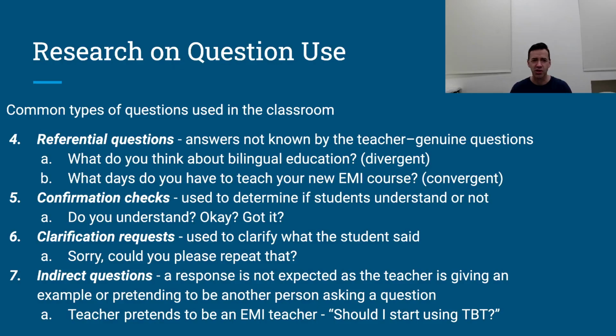So a divergent referential question is more open-ended, and this will require more of a complex answer by the student. Convergent is a much simpler answer, maybe just 1 or 2 words, and probably the student will not be able to really expand upon the answer. So you can see the 2 examples I have there.